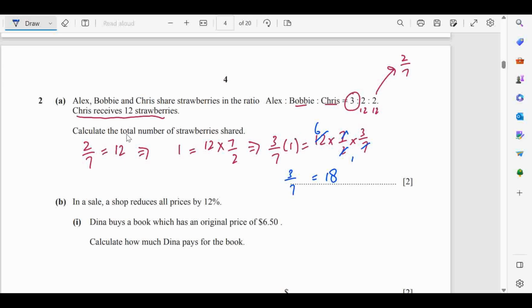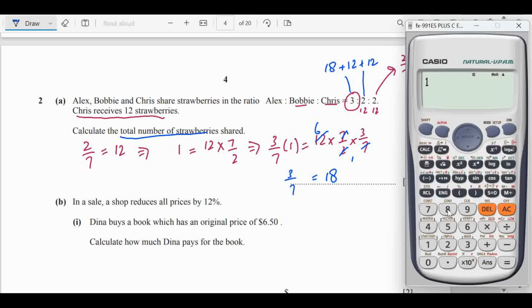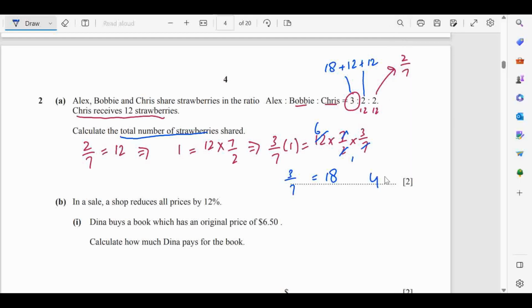Now we need to find out the total number of strawberries. So what we have to do, the share of Alex is 18, the share of Bobby is 12, the share of Chris is 12. So if we add it, 18 plus 12 plus 12, this will be equal to 42. So 42 will be the final answer. Let's move to the part B, the second part.